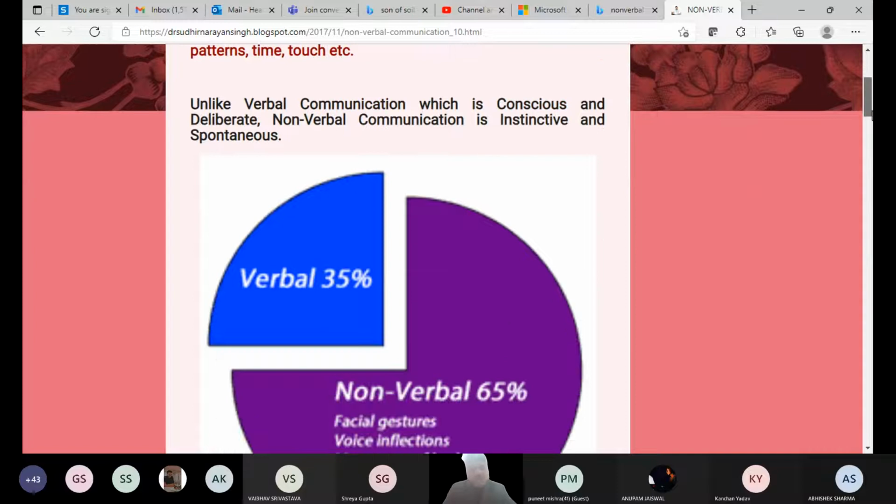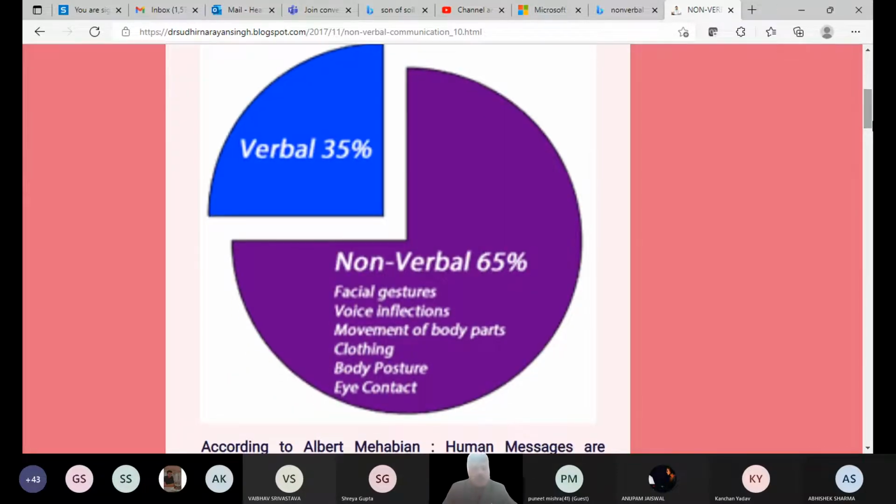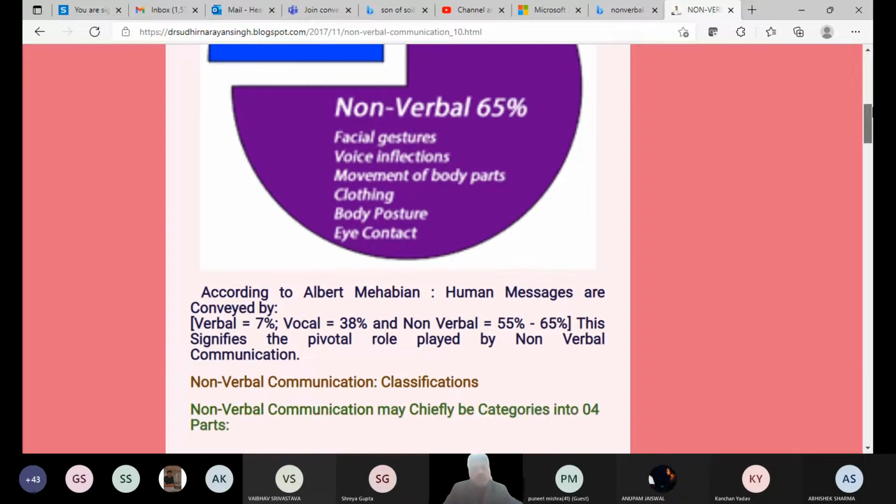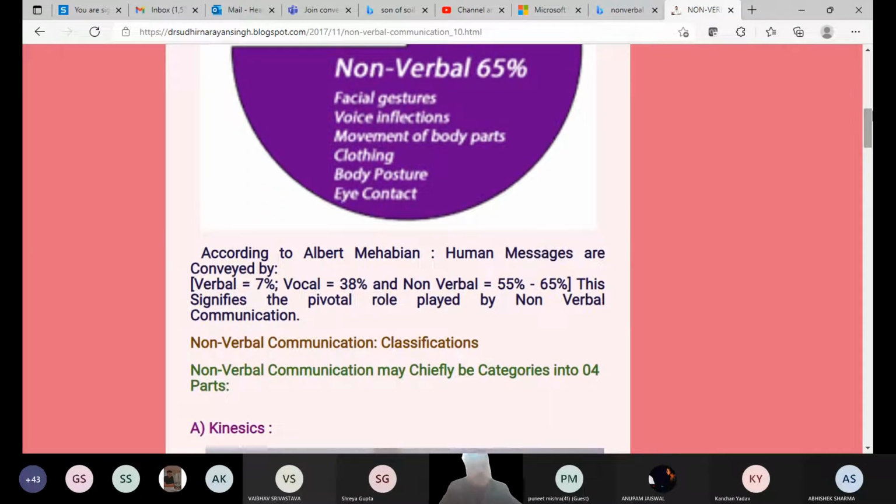Then how significant is it? The kind of communication we do through words or the way we speak is known as verbal, and one study says that 35% of human communication is verbal, whereas 65% is non-verbal. Non-verbal meanings are conveyed through facial gesture, voice inflection, movement of body parts, clothing, body posture, and eye contact.